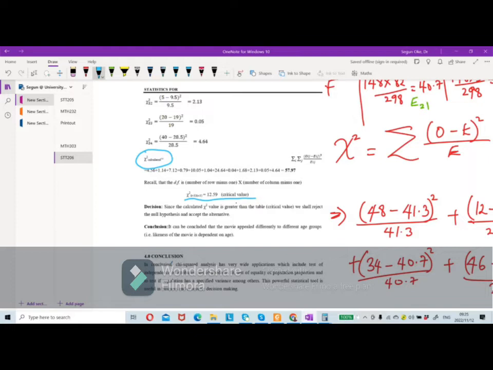So at the end of the day, in their own, chi-square calculated value is greater than, look at the same statement I just issued now. Their chi-square calculated value is greater than the chi-square tabulated, which is the critical value. We shall reject the null hypothesis and accept the alternative. I hope I'm clear. So it's still the same thing.